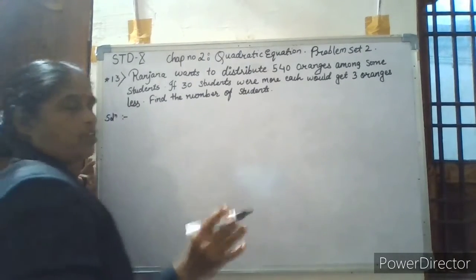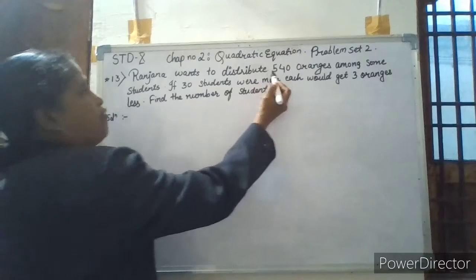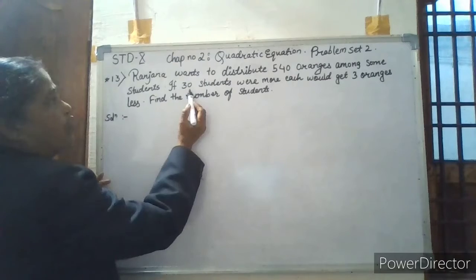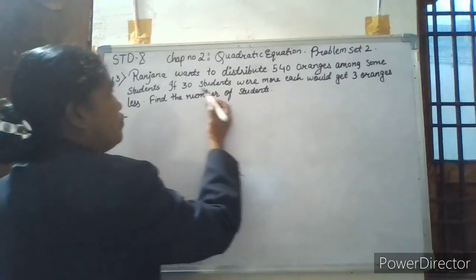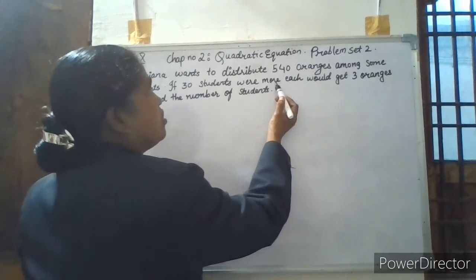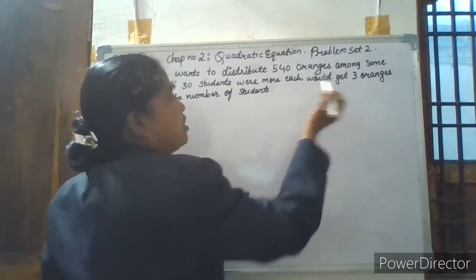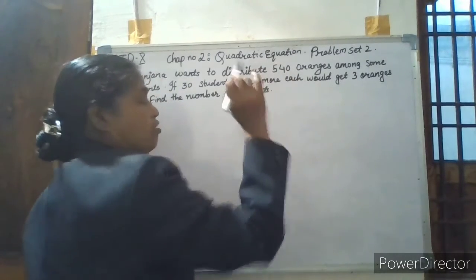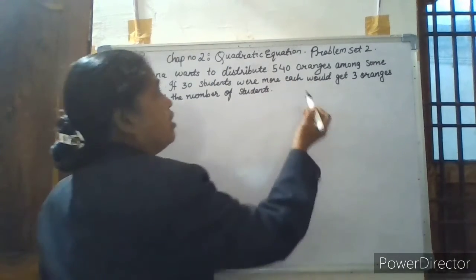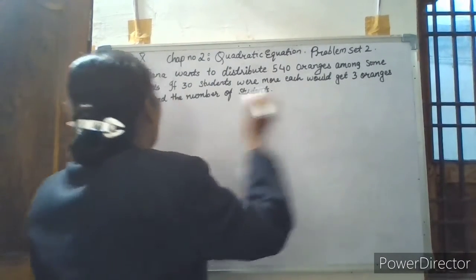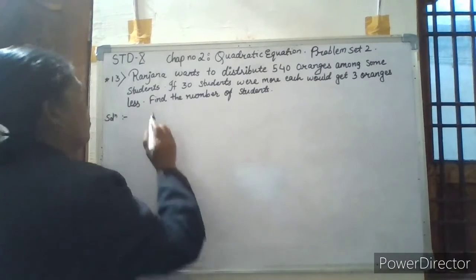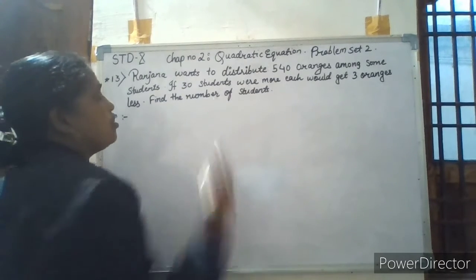The question is this: Ranjana wants to distribute 540 oranges among some students. We don't know how many students there are, but 540 oranges must be distributed. If the number of students increases by 30 and the same number of oranges are distributed again, then each would get 3 oranges less than they got before. Find the number of students.